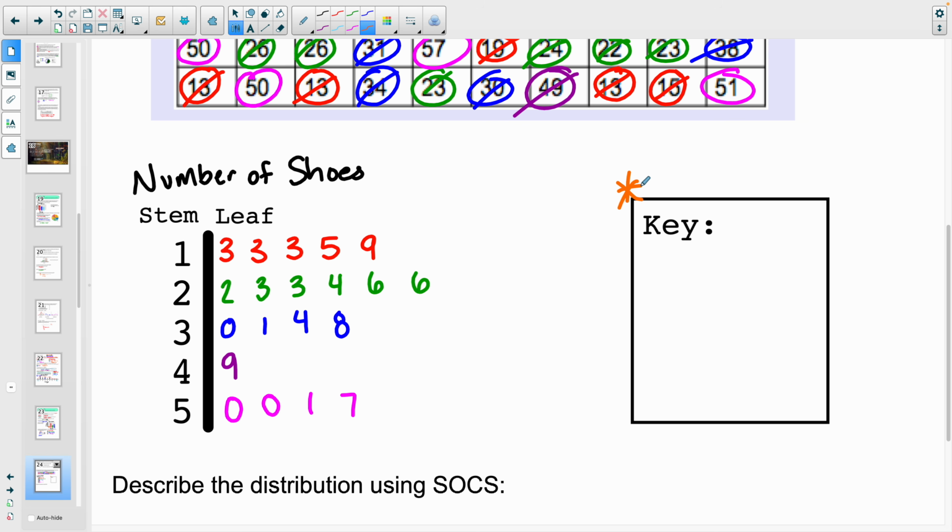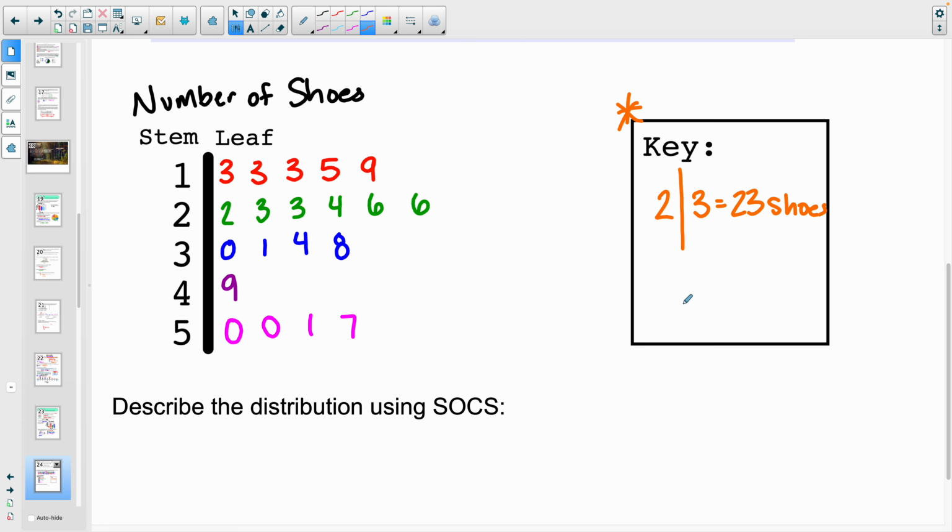Okay, so to create the key, you just simply pick one of your numbers. I'm going to pick 23, and you'd write the 2, and then draw your line down the middle, and then the 3, and you write equals 23 shoes. Because that's what it's telling us. Okay? Just kind of weird to own an odd number of shoes, unless it was pairs of shoes.